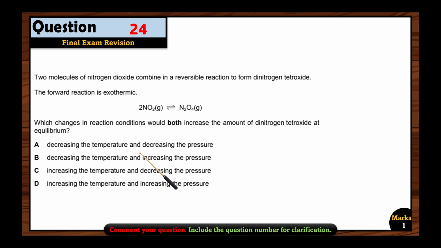Question 24. Two molecules of nitrogen dioxide combine in a reversible reaction to form dinitrogen tetroxide. The forward reaction is exothermic. Which changes in reaction conditions would both increase the amount of dinitrogen tetroxide at equilibrium? So if the forward reaction is exothermic, it means we need lower temperature, a decrease in the temperature. So these two options are the right option. Increasing the temperature will not favor the forward reaction, right? Because they are asking about the forward reaction, dinitrogen tetroxide.